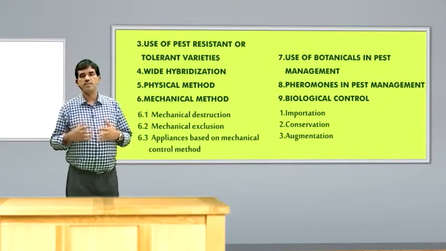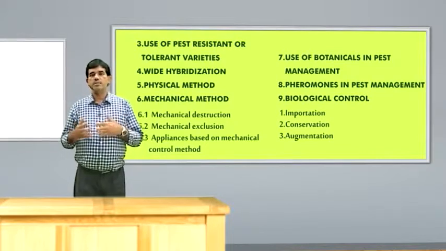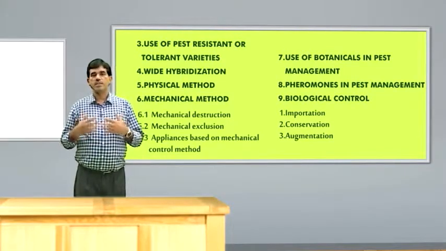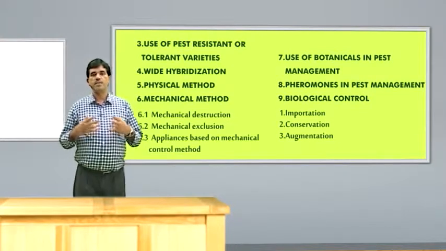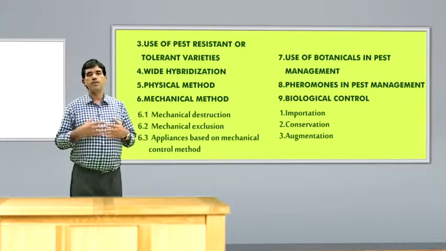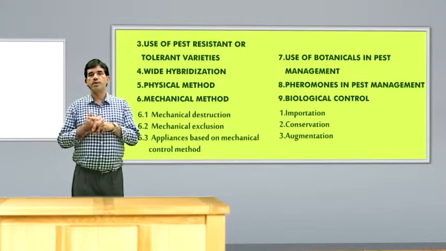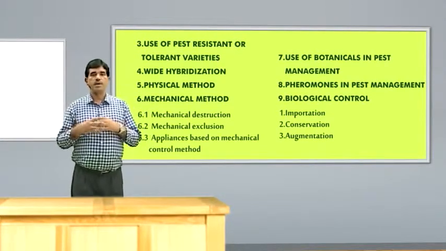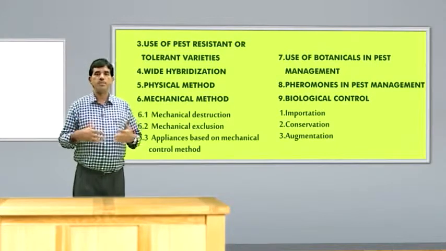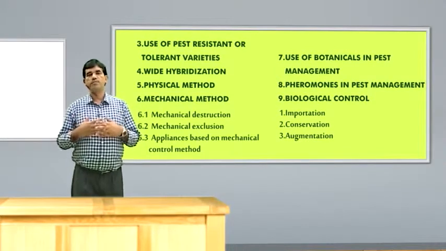Pheromones in pest management. Pheromones are the chemical substances released by insects which attract other individuals of the same species. Sex pheromones have been used in pest management in many ways like monitoring, mating disruption or mass trapping. Commercially available sex pheromones are there in the market for American bollworm, pink bollworm, spotted bollworm, tobacco cutworm, yellow stem borer of rice, and mango fruit fly or melon fruit fly.